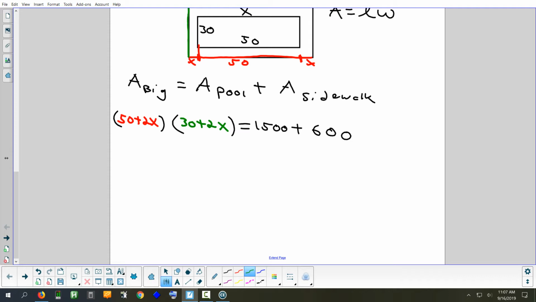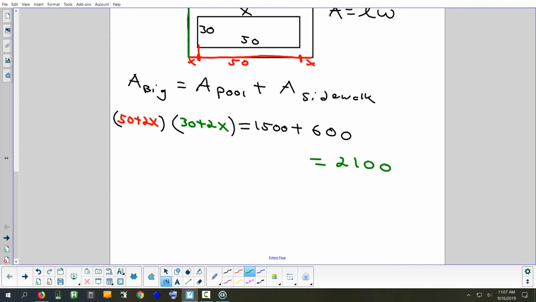Do you know what I mean by right side? 1500 plus 600. On the right side of the equal sign. 2100. Sorry, just look at the left side. All right, now we got to do the left side. I did the right side first because that side is a little simpler than the left.